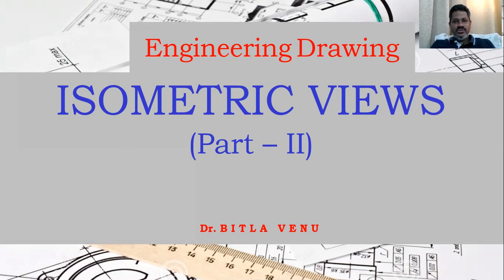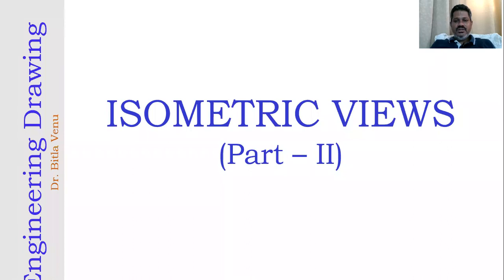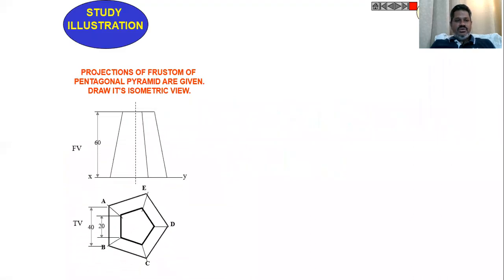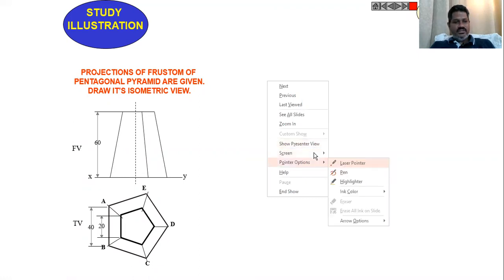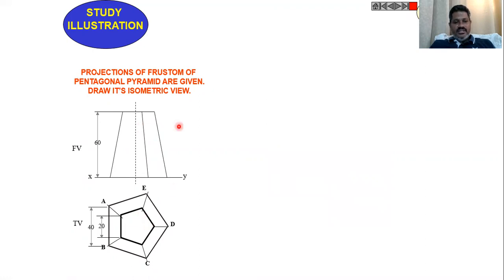Now let me move further to take one example. Here we have one problem: projections of a frustum of a pentagonal pyramid are given. That means the orthographic projections are given in this problem. That is the pentagonal pyramid. Draw its isometric view. The dimensions are given in the problem, as you can see here. Let me take the pointer. In this case, as you can see, it is a pentagonal pyramid. The base of this pentagonal pyramid is lying on the horizontal plane, as you can see in this figure.